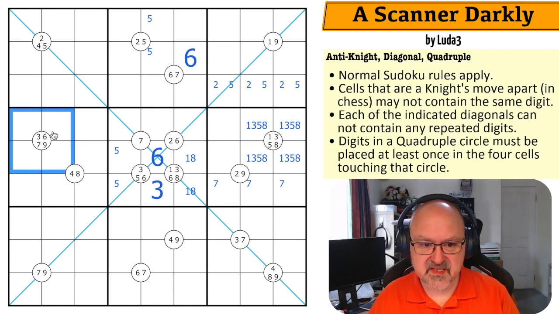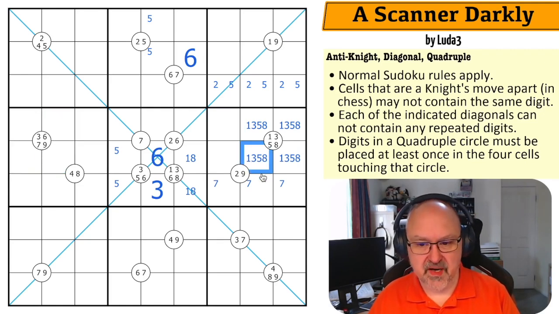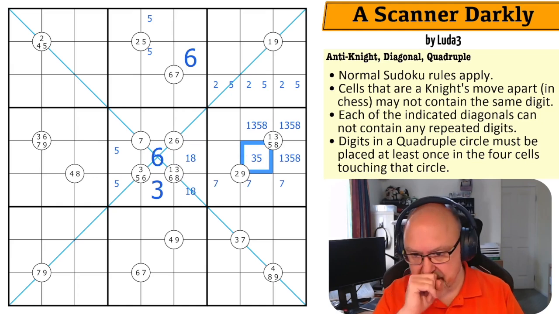Well, this can't be 1 or 8. Because if this is 1, both of those can't be 1, because it sees that cell in the row and that cell by knight's move, and the same with 8. So this is not 1 or 8. If this is 1, this can't be 1. If this is 8, this can't be 8. And both of those cells see that. So that can't be 1 or 8.